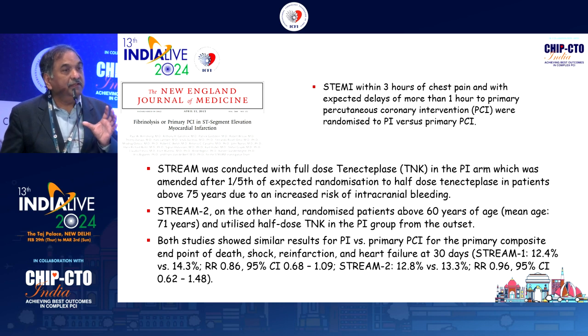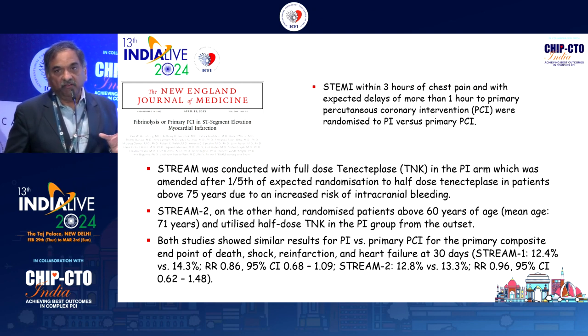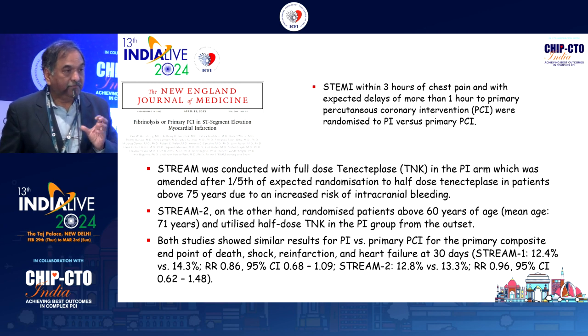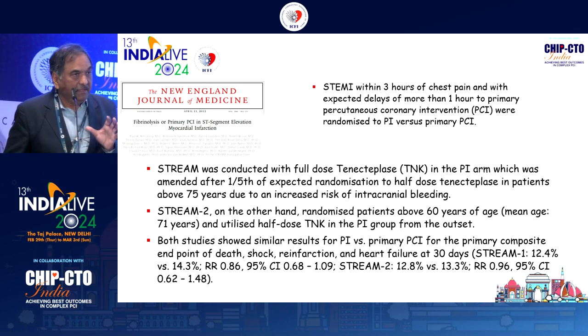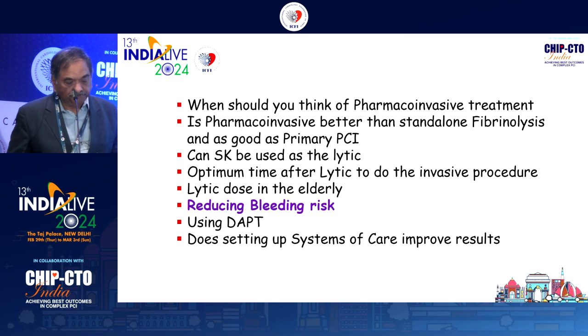So clearly in the elderly, it makes sense to use a half-dose thrombolytic, maybe even looking at 60 plus. There was a small signal of increased bleeding even with this half dose, but I think if you take the STREAM 1 data, once the dose was reduced in the elderly population, the bleeding risk clearly came down, and therefore it makes sense in the elderly to reduce the dose.